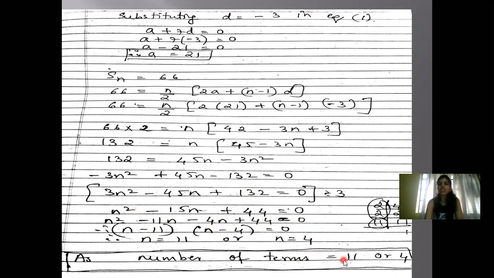So here also, there are two terms, because we can get this particular value by adding any 11 terms and any 4 terms. So that's the reason we get two values. So the number of terms is 11 or 4.